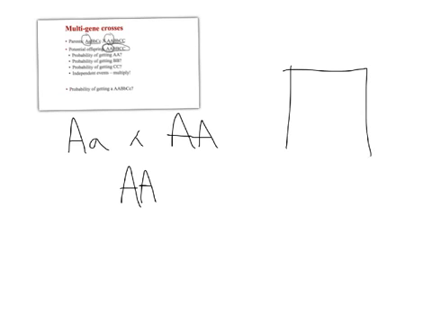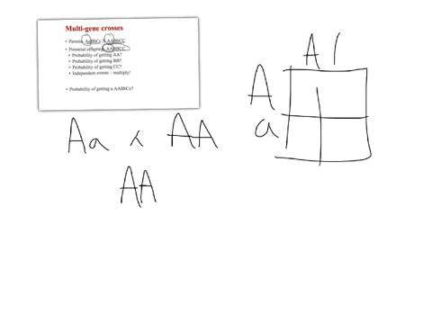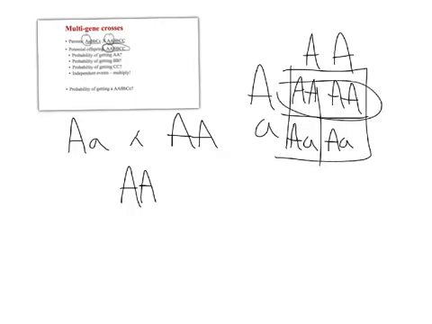Now you could draw out a Punnett square here. If I did that, I would see that the probability of getting a child who is capital A, capital A is 2 out of 4, or 1/2.